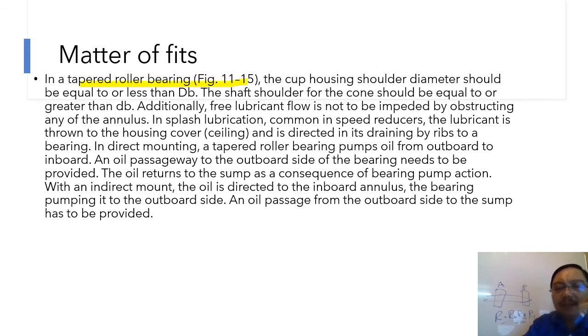In tapered roller bearing, bring the book with you. You can see where is figure 11.5. The cup shoulder diameter should be equal to or less than dB. What does it say here? Additionally, free hydrodynamic flow is not to be impaired by obstructing a way of analysis.